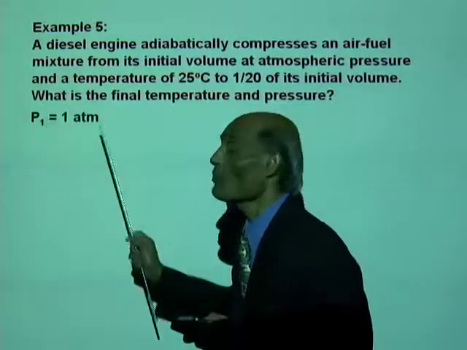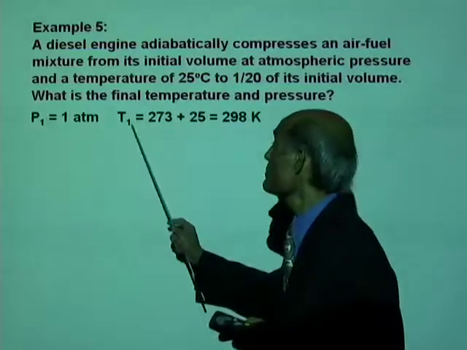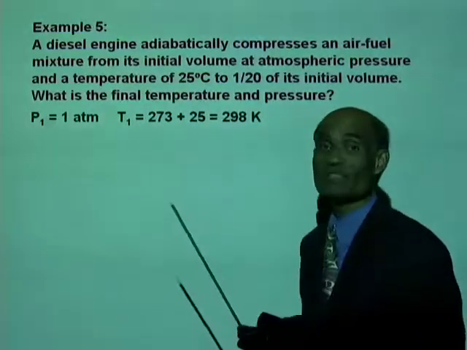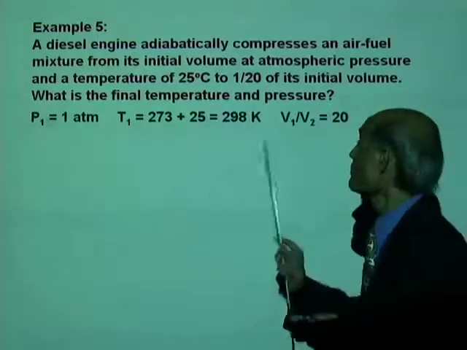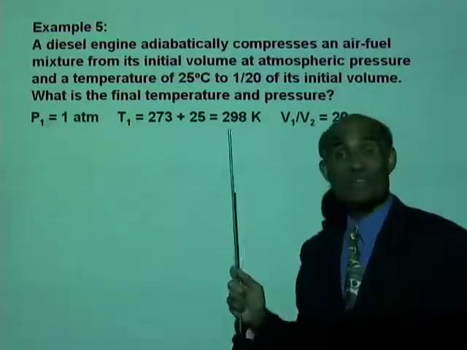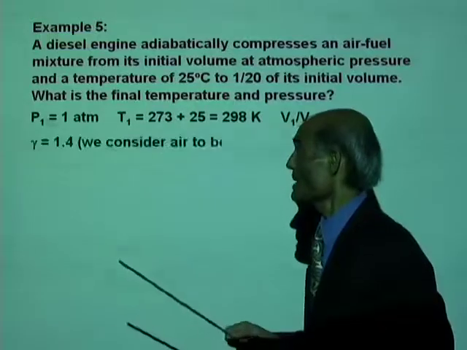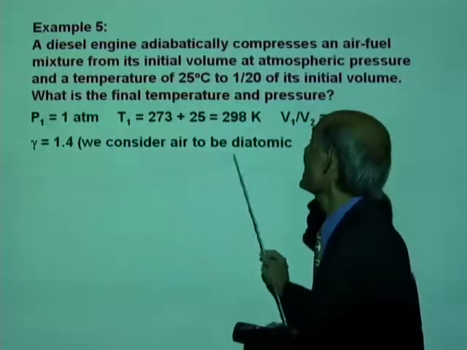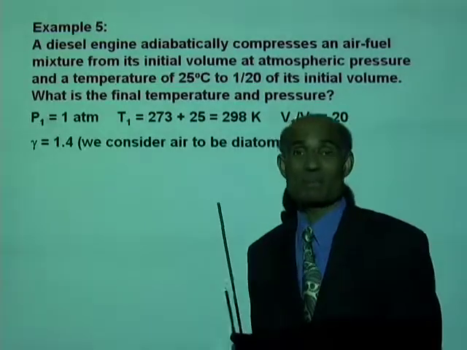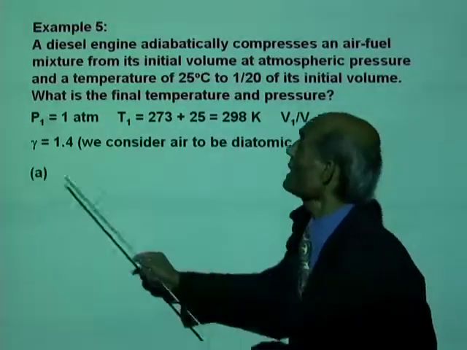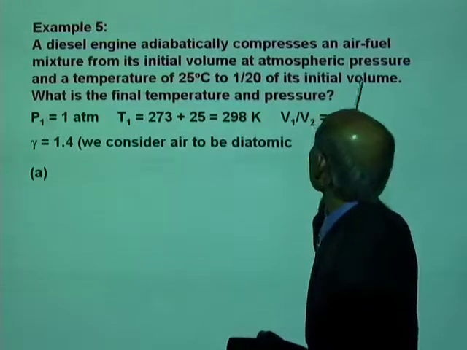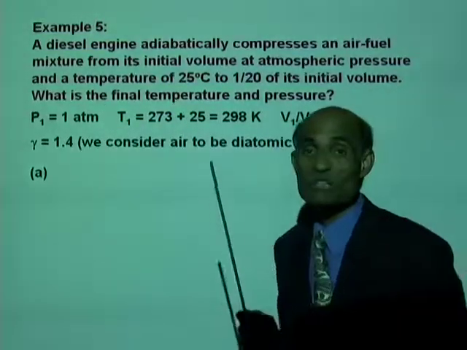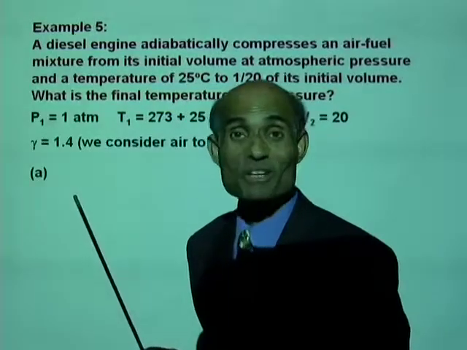So P1 is 1 atmosphere. T1 is 273 plus 25, that is 298 Kelvin. V1 over V2 is 20. Gamma is 1.4. We consider air to be diatomic. Alright, what are we supposed to find? What is the final temperature and pressure? Well, the method is the same.